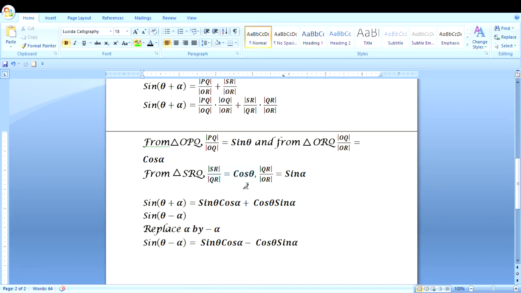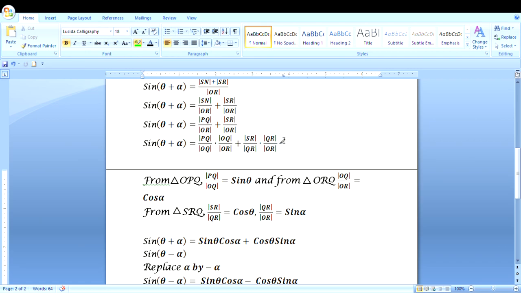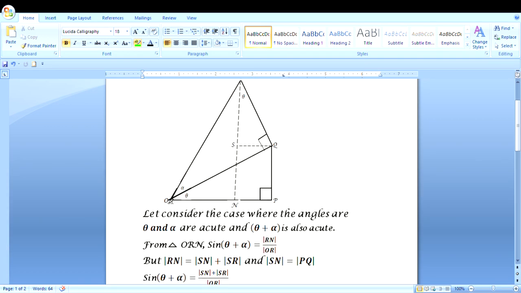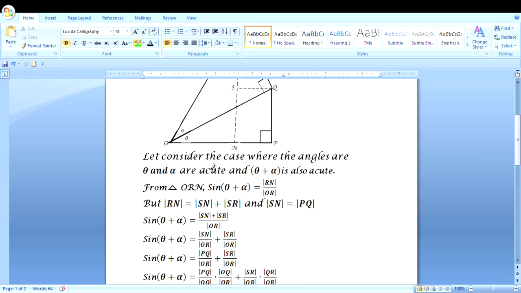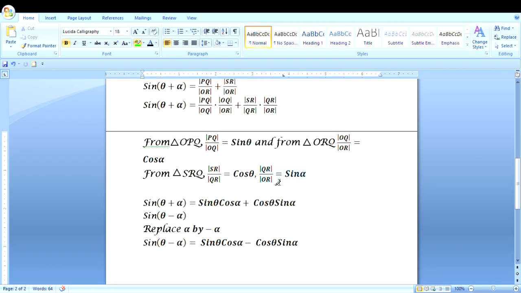Now similarly, let's look at what connects QR over OR. QR over OR from alpha here, because we already used theta, so we're looking for the other alpha within triangle ORQ. So what connects this here? This is opposite, and this is hypotenuse. That means this is sine alpha. So what connects this expression here, QR over OR, is sine alpha.